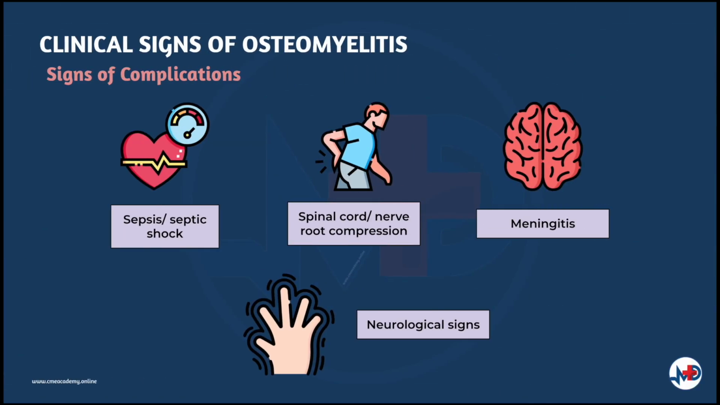As osteomyelitis is a systemic disease, it is very crucial to look out for signs of complications such as sepsis or septic shock, spinal cord or nerve root compression and meningitis, and presence of neurological signs, specifically in the cervical or thoracic involvement.